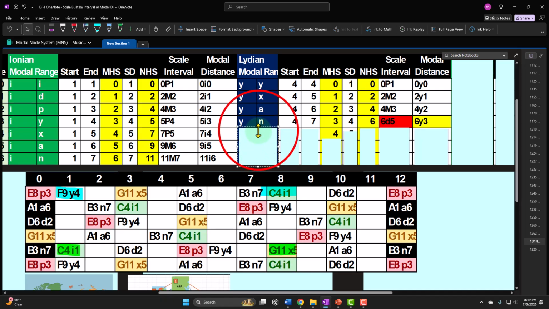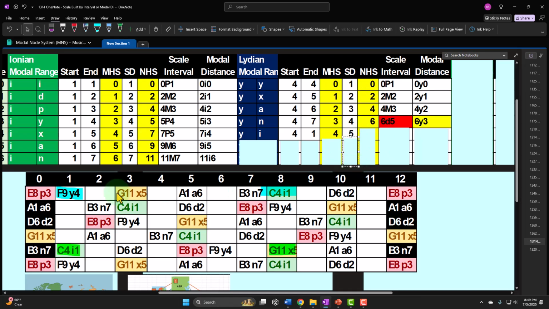So what's that going to get me to? We're going to get me to a Lydian to an Ionian modal range, which means it's 4 plus 4 would be 8. 8 minus 7 would be 1. So it'd be a 4-1 modal range when we go in the clockwise direction.